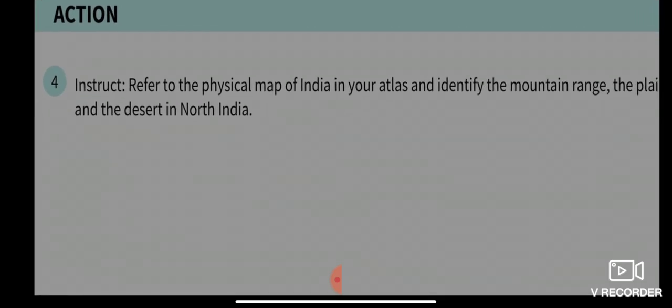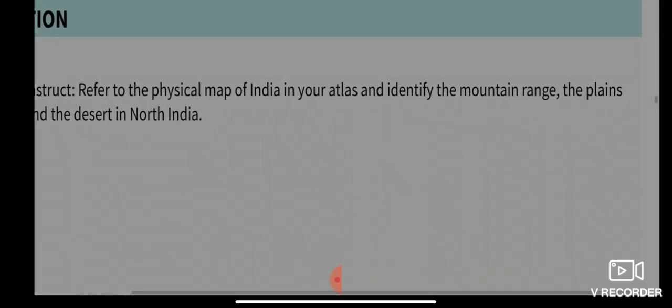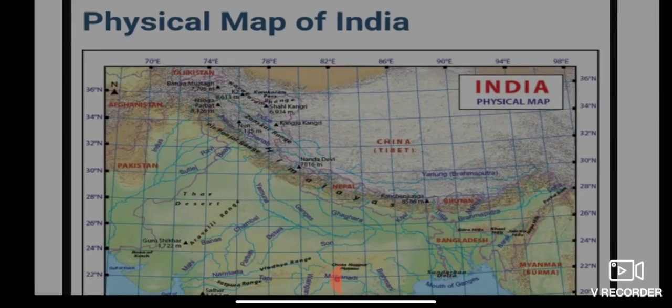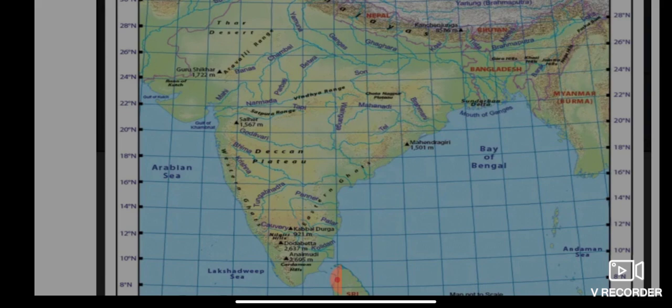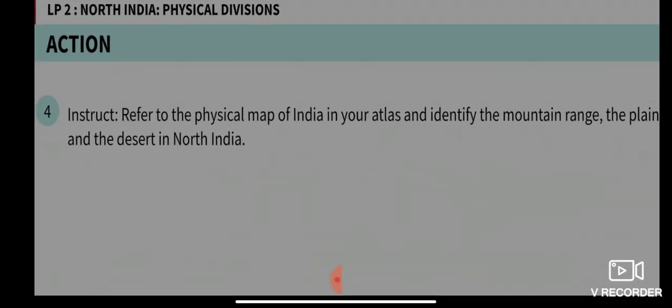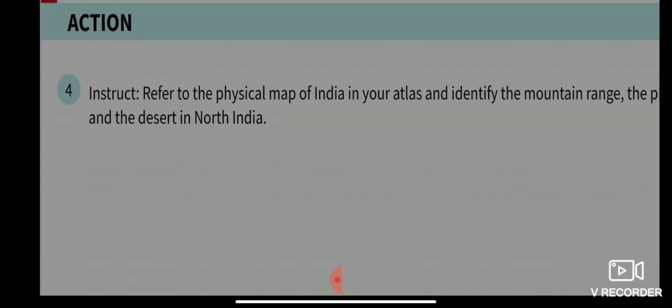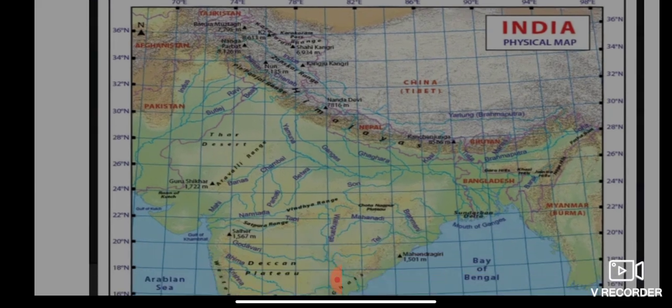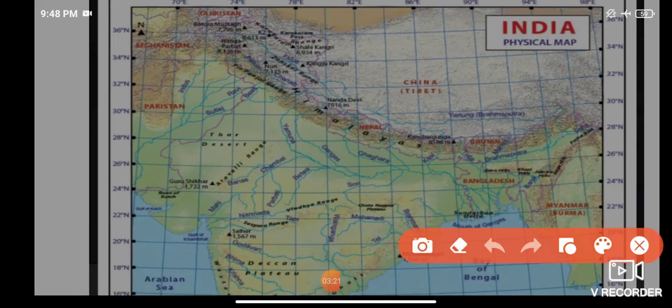I want all of you to refer to the physical map of India in your atlas and identify the mountain range, the plains, and the desert in North India. Here is a physical map that I'm going to show you. Remember, specifically we are doing North India, so try to focus on this area.